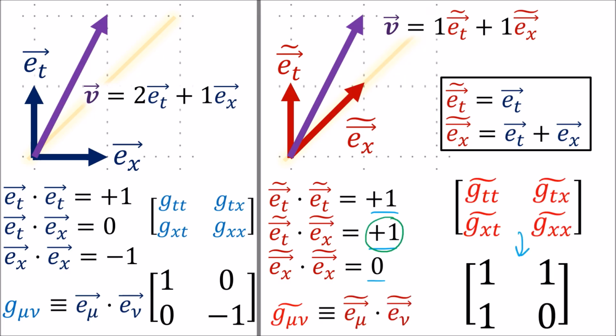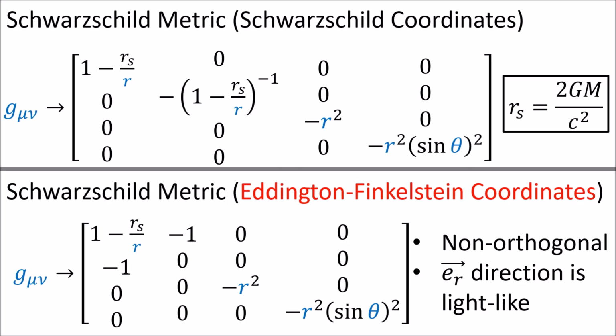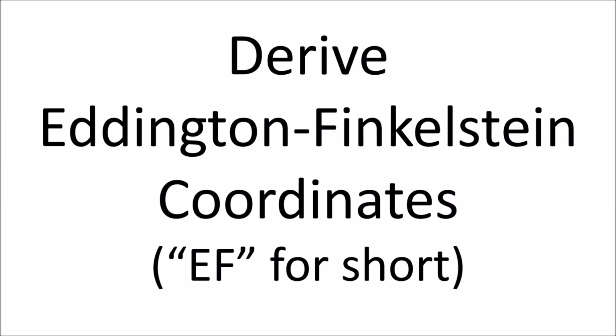It's non-orthogonal, so we have off-diagonal components, and EX is a light-like vector, so its squared length, GXX, is 0. So this Eddington-Finkelstein metric might look weird at first, but just remember the off-diagonal terms mean the coordinate system is non-orthogonal, and the 0 here means that the r-coordinate is pointing along light-like curves on light cones. Now, let's actually derive the Eddington-Finkelstein coordinates, which I'll call EF coordinates for short.